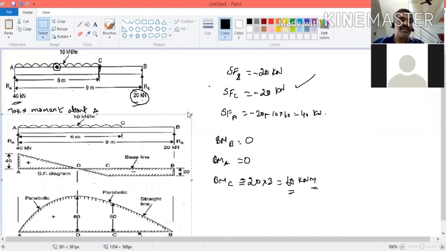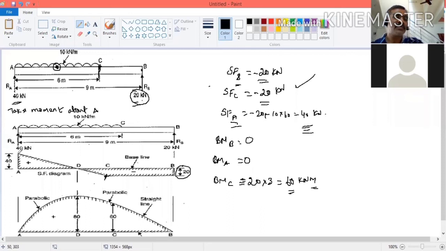See, this is a beam, and this is a shear force diagram. To draw the shear force diagram, the shear force at point B is minus 20. This is uniform up to point C, because it is a point load. At point A, it is plus 40.